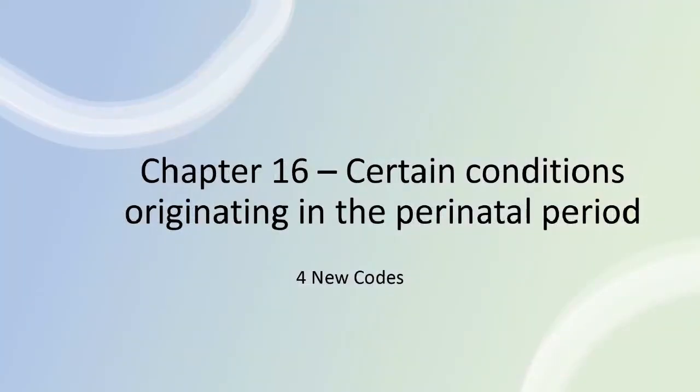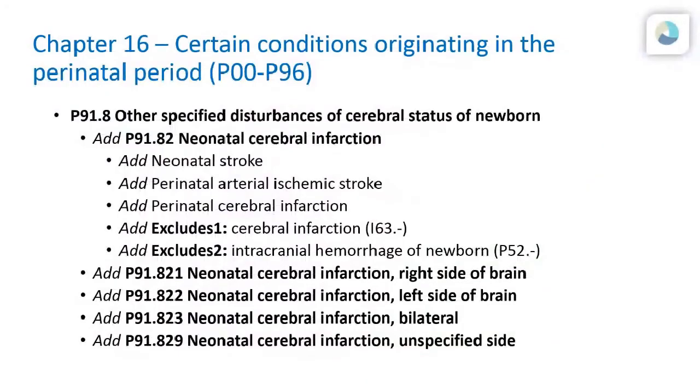Chapter 16, certain conditions originating in the perinatal period. We have 4 new codes. P91.82 category is now broken out into laterality, neonatal cerebral infarction, right side of brain, left side, bilateral, and unspecified.